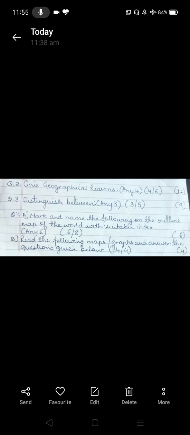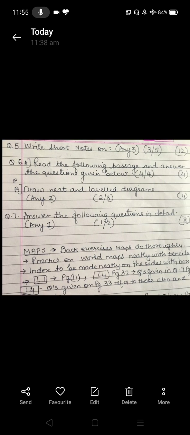Question B of part B of question 4, there will be a graph or a map either. Again, that is of 4 marks. You are going to attempt all the questions. Each question is for 1 mark.